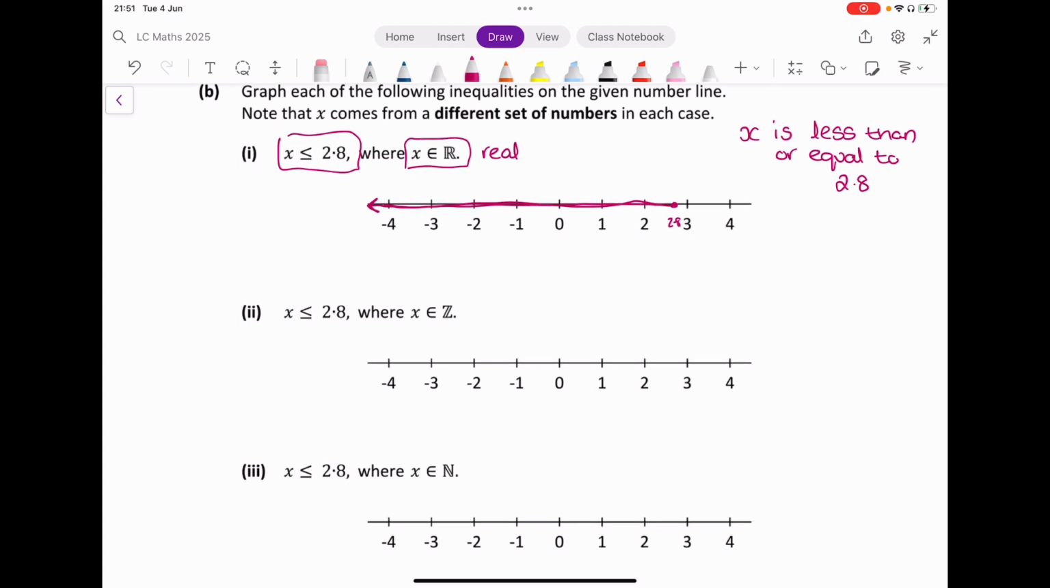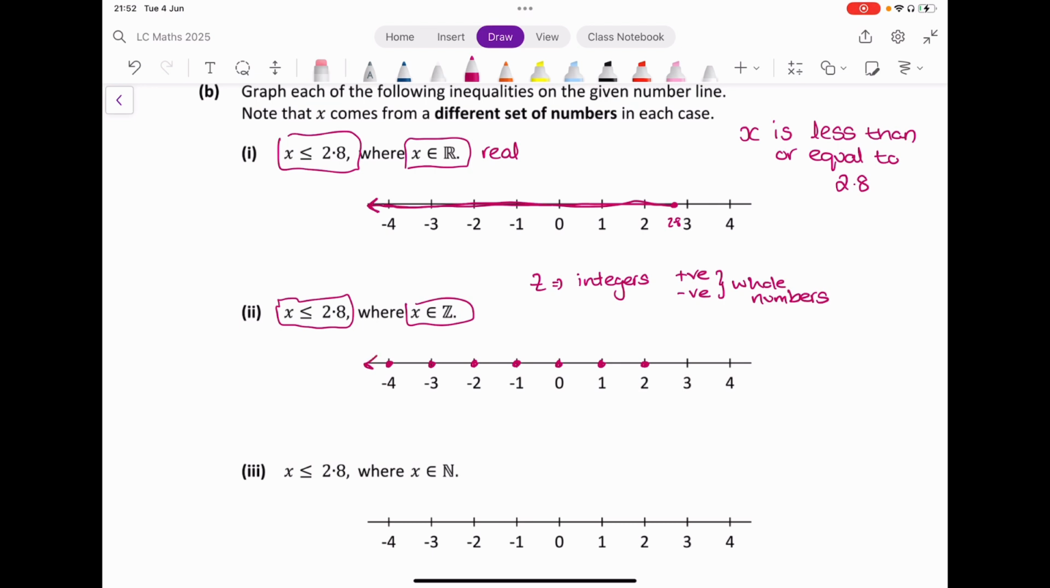X is less than or equal to 2.8 here, so it's the same range, but now I'm looking at when x is Z, and Z are our integers, and our integers are our positive and negative whole numbers. So no fractions, no decimals, just our whole numbers. Okay, so it's going to be less than 2.8. So the first one is 2, 1, 0, -1, -2, -3, -4. Okay, so that's representing them. And it does go on again forever.